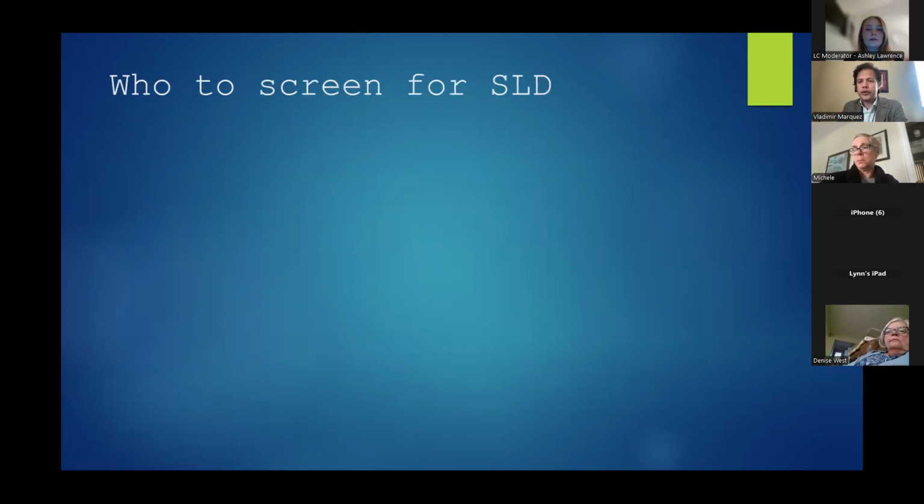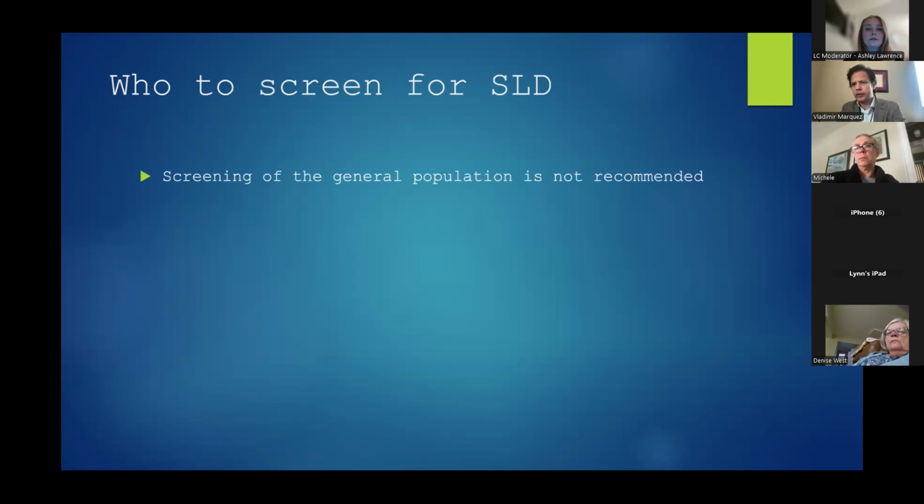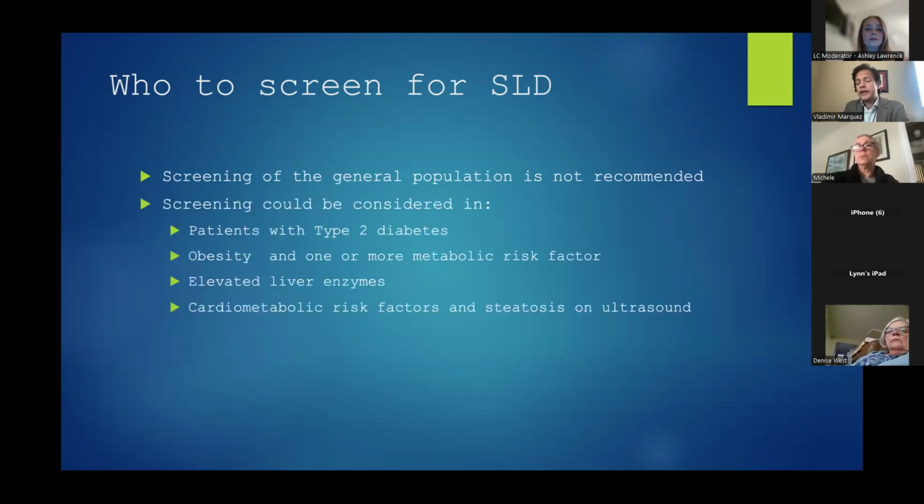Who should we screen for the possibility of steatotic liver disease? At this time, the professional guidelines do not recommend a screening of the general population. But they should be considered in patients that have some of those risk factors. So patients with diabetes, other metabolic risk factors, obviously patients that have elevated liver enzymes, and patients that have a lot of these comorbid risk factors. And on top of that, we find that they also have on ultrasound the presence of fat.